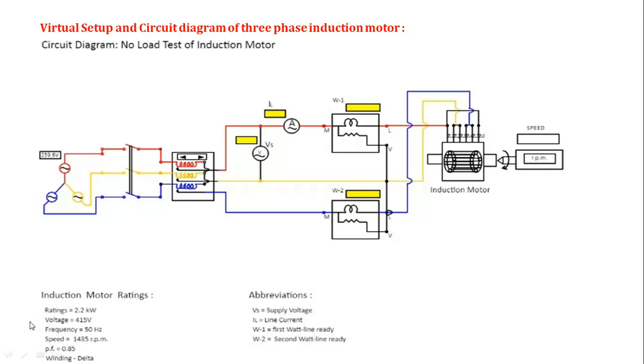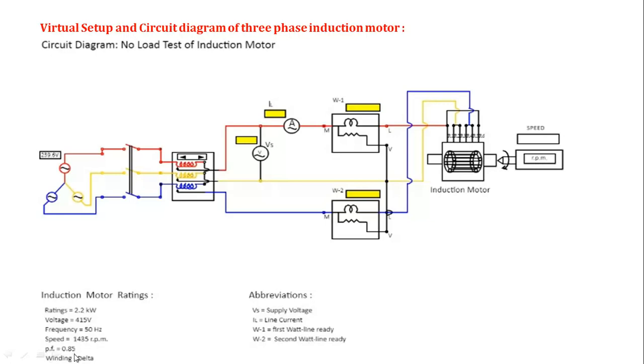What are the specifications? The rating of the motor is 2.2 kilowatt. The operating voltage is 415 volt. As we all know, it is a three phase induction motor, so it can operate up to 440 volt. Then the frequency is 50 hertz. The speed of the motor is 1435 rpm, but still it goes to 1500.